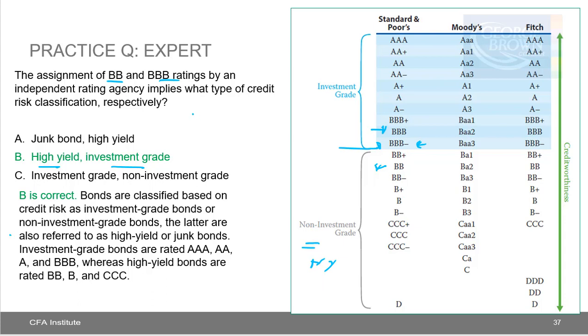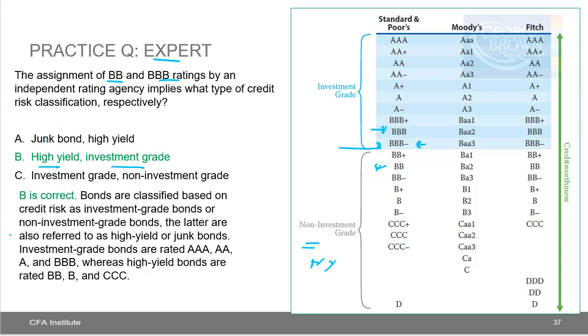So we want to be careful with the terminology. This question is expert, but not too difficult. Again, you don't need to memorize all these different categories. The main thing is the difference between investment grade and non-investment grade, high yield bonds. So BB is non-investment grade high yield, BBB is investment grade. So not too difficult.